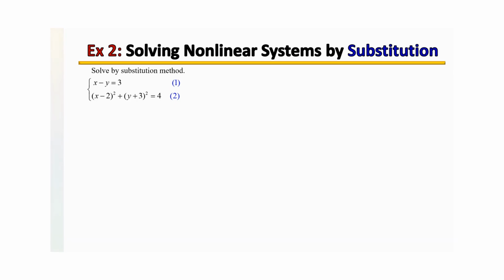Okay, moving on to example 2, solving nonlinear systems by substitution. So recall, the substitution method is about taking one equation, solving for x or y, and then plugging it into the other equation. Looking at these two equations, it would make sense to solve the first equation for either x or y, and plug it into number 2's equation.